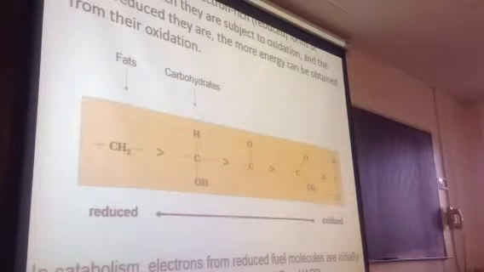And of course, the more reduced, the more electrons, and hence potential to make more energy. So fats are higher energy than carbohydrates. There's the CH2O formula. Carboxylic acids like acetic acid, vinegar, and stuff like that are way down here, mostly oxidized.